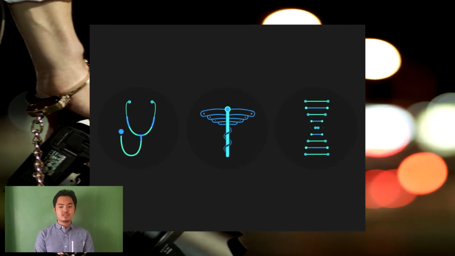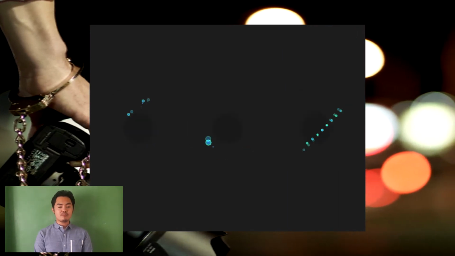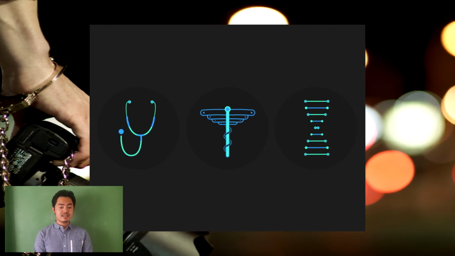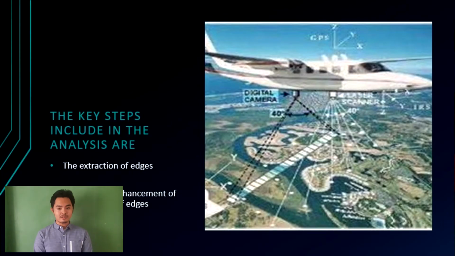An image of the affected area is captured from above ground, and then it is analyzed to detect the various types of damage done by the earthquake. The key steps included in the analysis are: number 1, the extraction of edges, and number 2, analysis and enhancement of various types of edges.